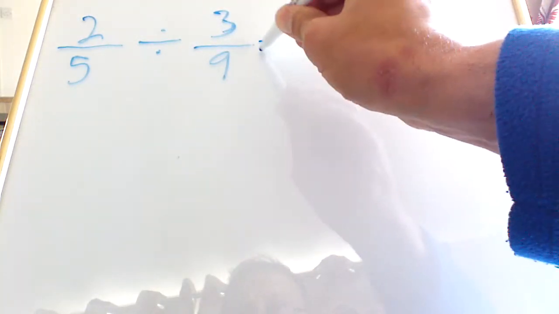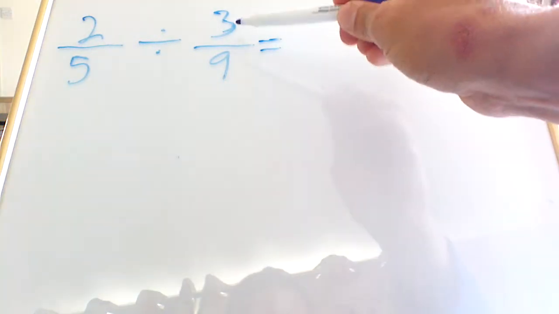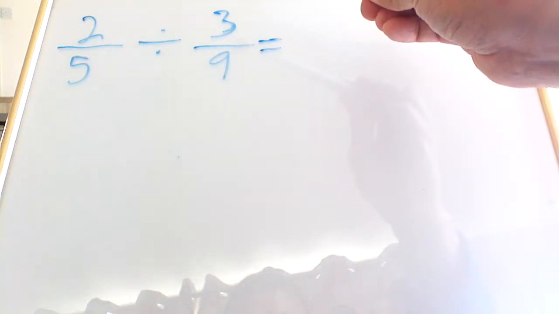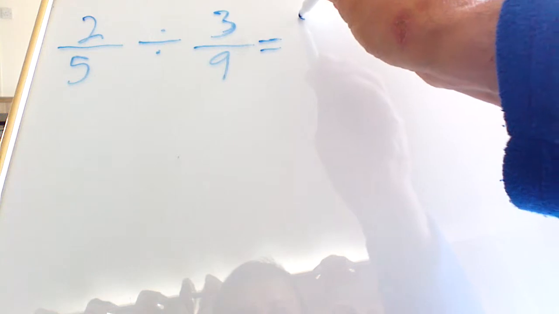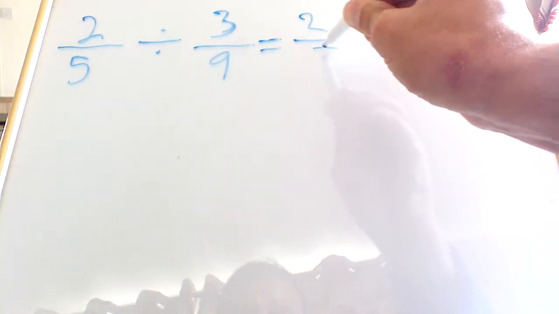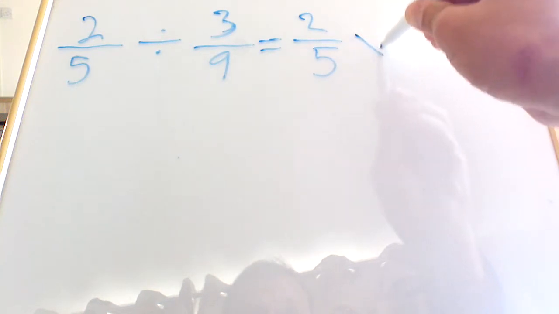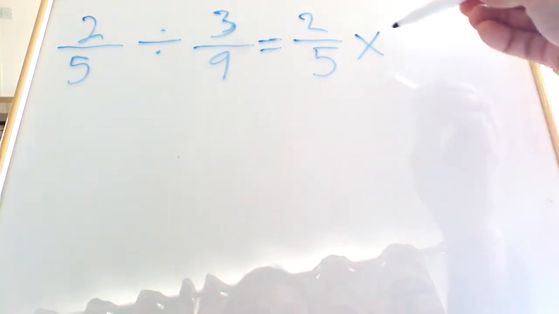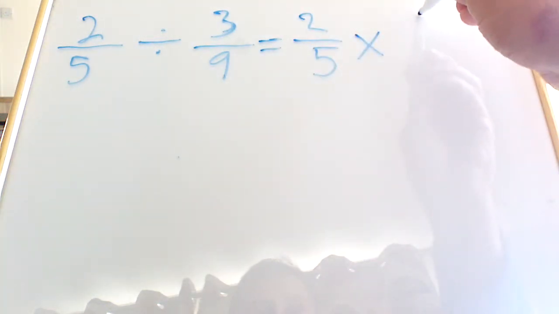Now, whenever you're dividing, there's a very simple rule we apply here. We always flip the second fraction over. So I'm going to show you what I'm going to do. I'm going to pull the first fraction over to this side, the equal sign, so it's 2/5. Now watch what I'm going to do to the second fraction. Now we're going to multiply it as opposed to dividing it. So we're going to flip the second fraction, so instead of 3/9, we're going to have 9/3.